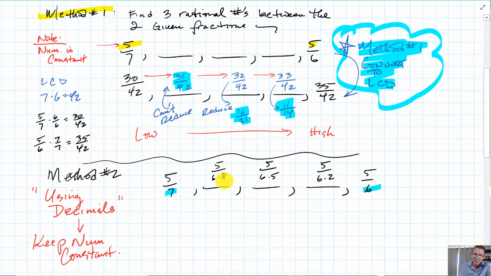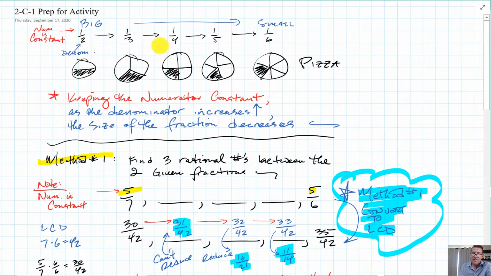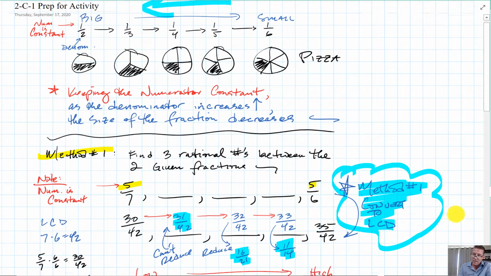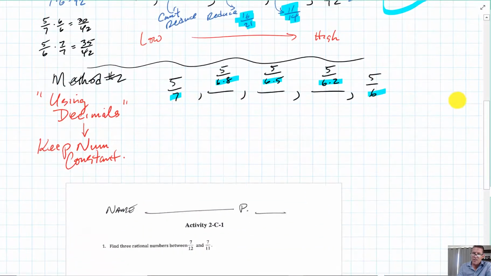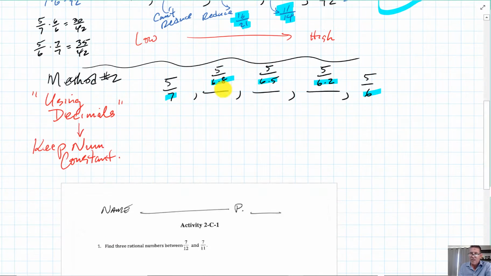So when you look at these denominators here, what's going on? So I'm changing the denominator now. And what happens here, if I decrease the size of the denominator, I increase the size of the fraction. Okay, that's opposite of what I said up here. If I increase the denominator, I decrease the size of the fraction. Well, if you go the other way, if you decrease the denominator, the fraction size gets bigger. Okay, so no big deal. All right, so now on this one here, we increased or decreased the denominator by using decimals, but these are not rational. Okay.